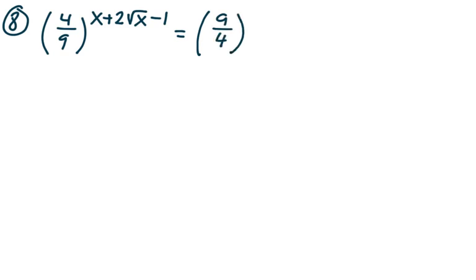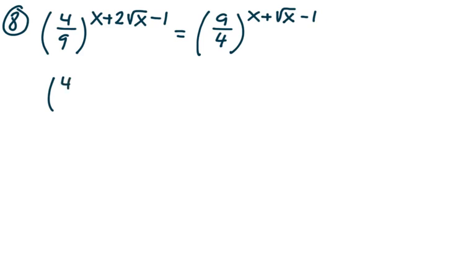Okay. Now it says 4/9 to the x plus 2 square root of x minus 1. That's on the left-hand side. And on the right-hand side, we get 9/4 to the x plus square root of x minus 1. So this one's a little bit more involved, but not too bad.